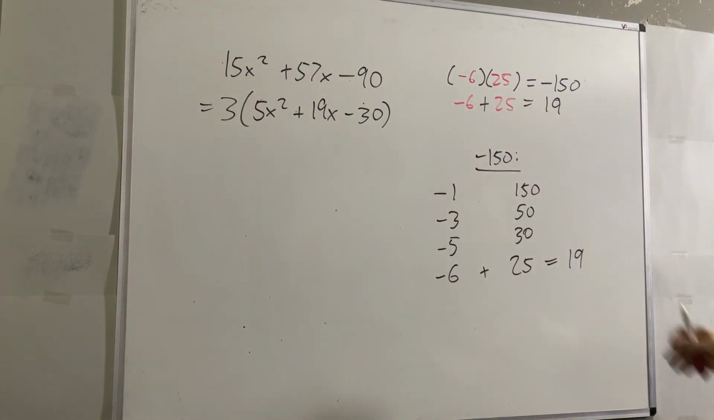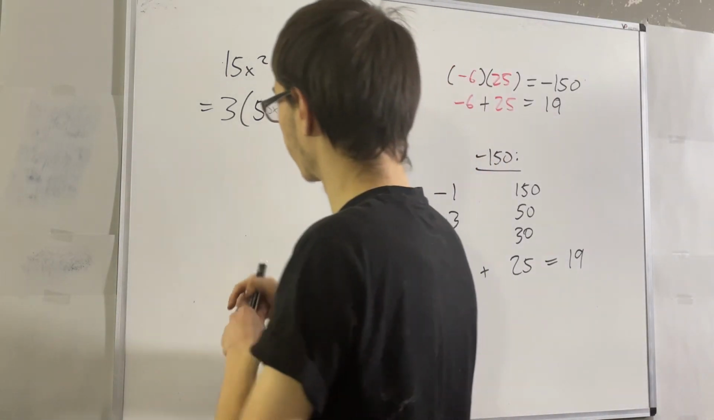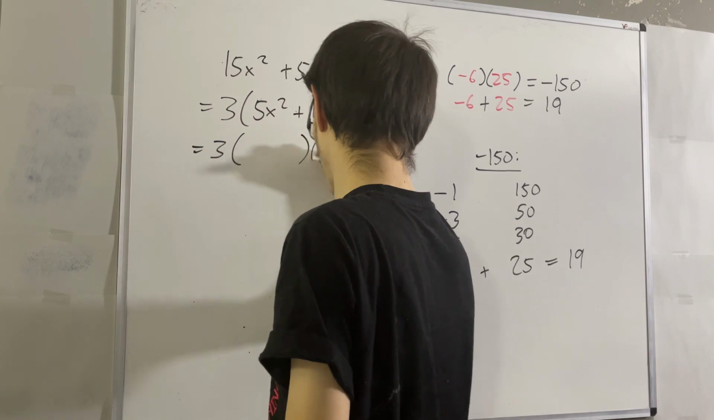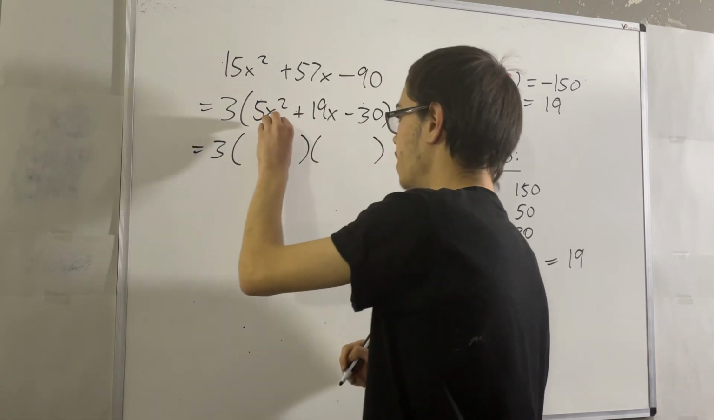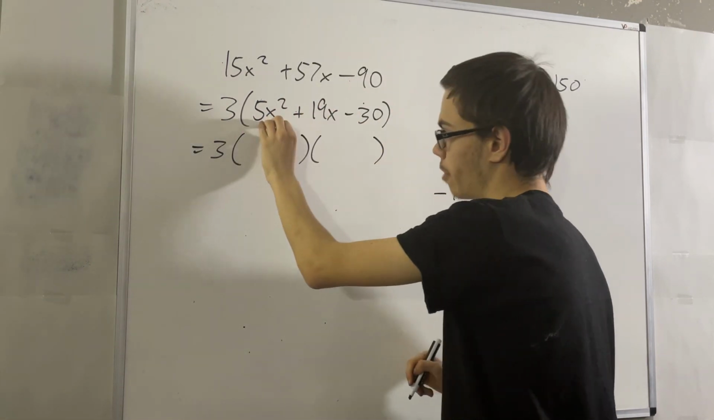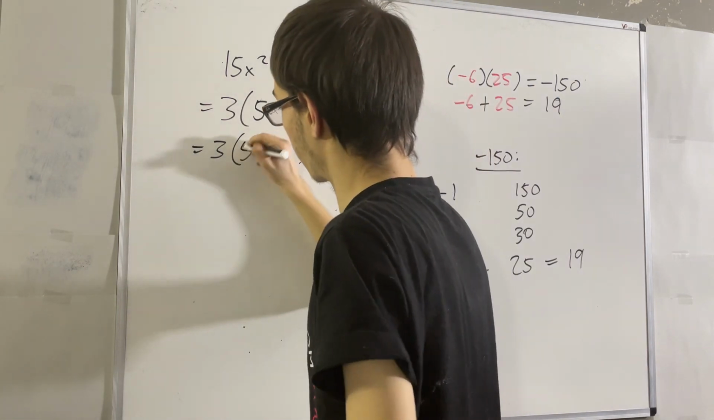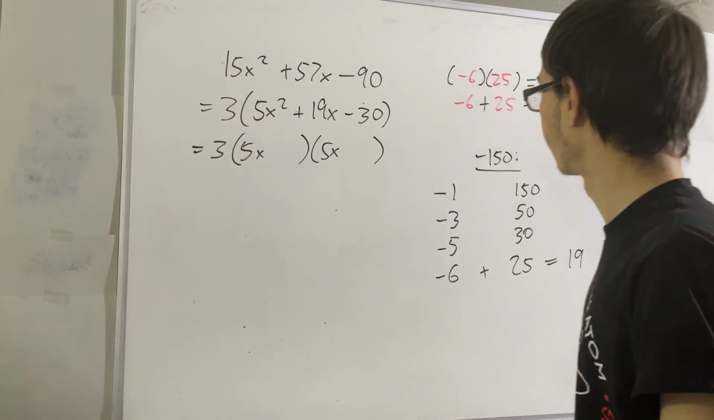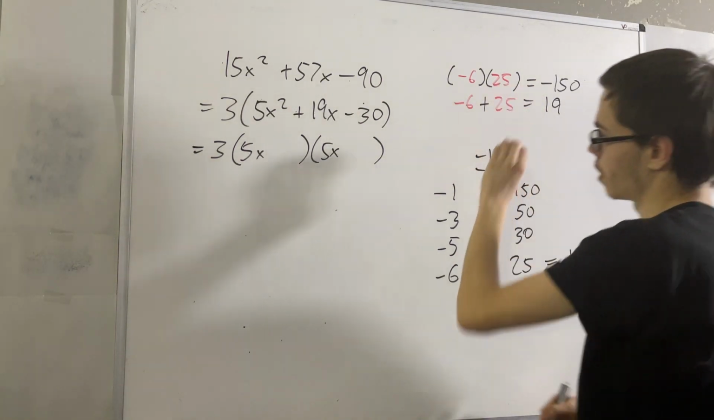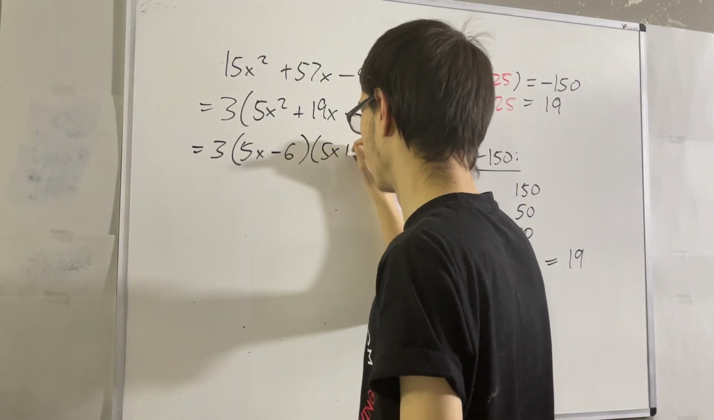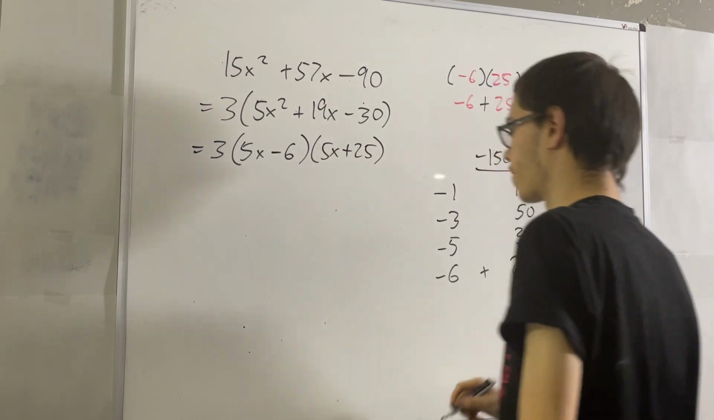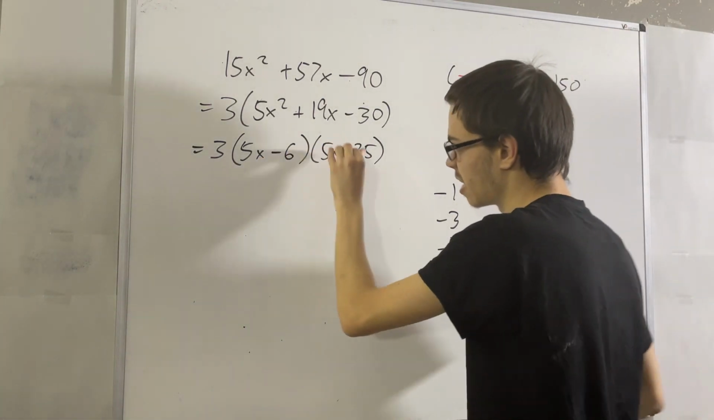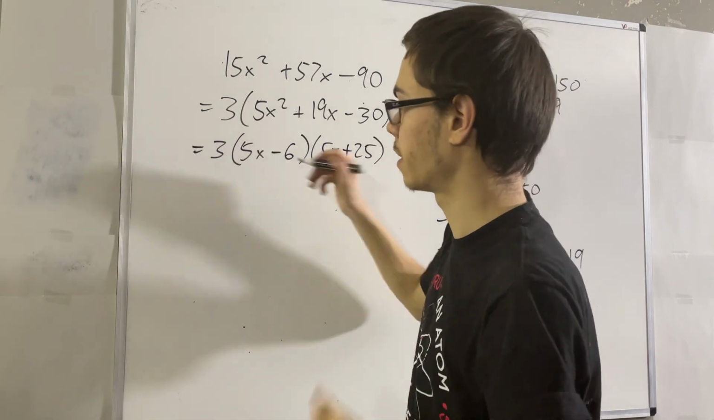So now we're able to go back to what we had right here, and we can re-express this into 2 parentheses. But since it's not x this time, we have 5x. So what we're going to do is put 5x and 5x here. We have a minus 6 and plus 25. And now what we have to do is divide both of these by their greatest common factors. You can't forget that step.